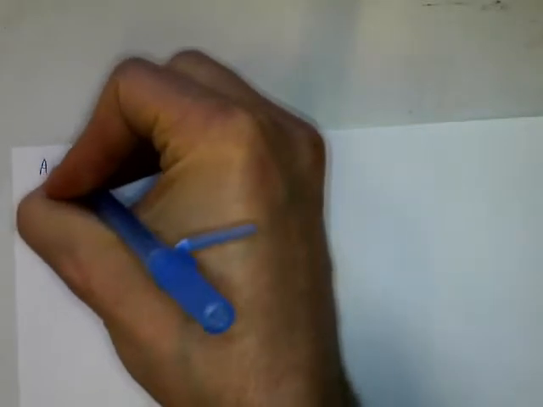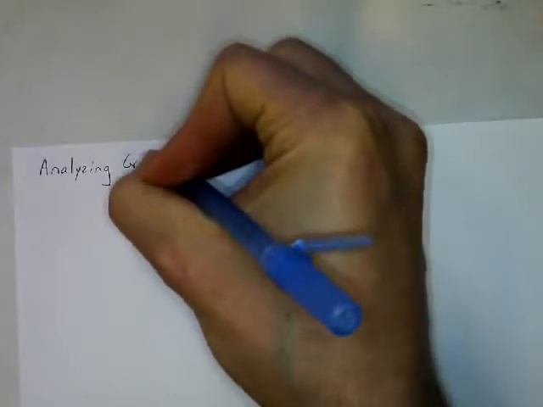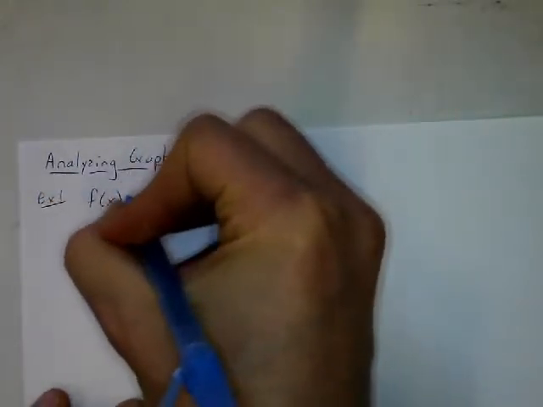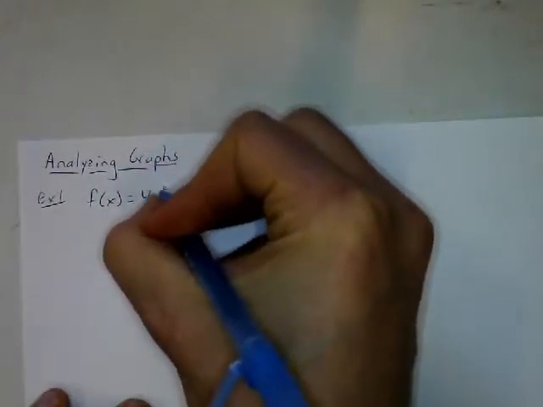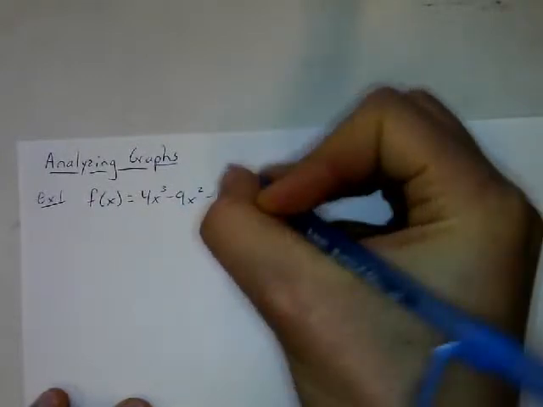The basic goal for today is to analyze graphs. We want to basically find out everything we can possibly find out about these graphs in terms of their structure. So let's start off with a very simple polynomial function. Let's let, in example 1, f of x equal to 4x cubed minus 9x squared minus 12x plus 3.